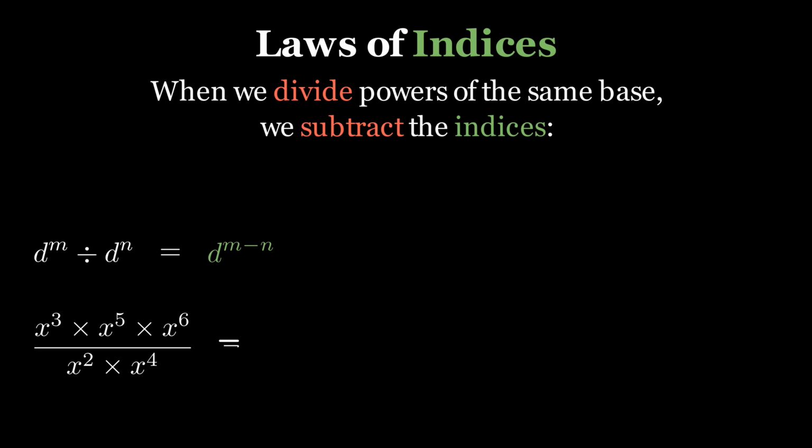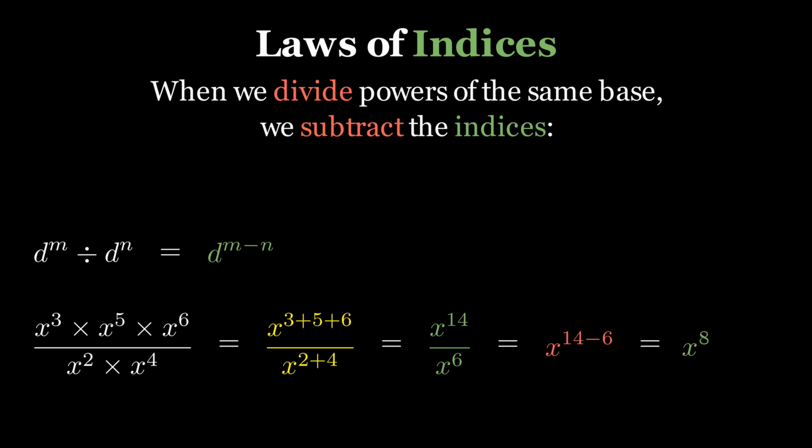Alright, now let's try some more difficult examples. The first thing we need to do, we need to add the powers together because we have multiplication, and this should be equal to x to the power of 14 over x to the power of 6. Then we subtract the powers and this should be equal to x to the power of 8.